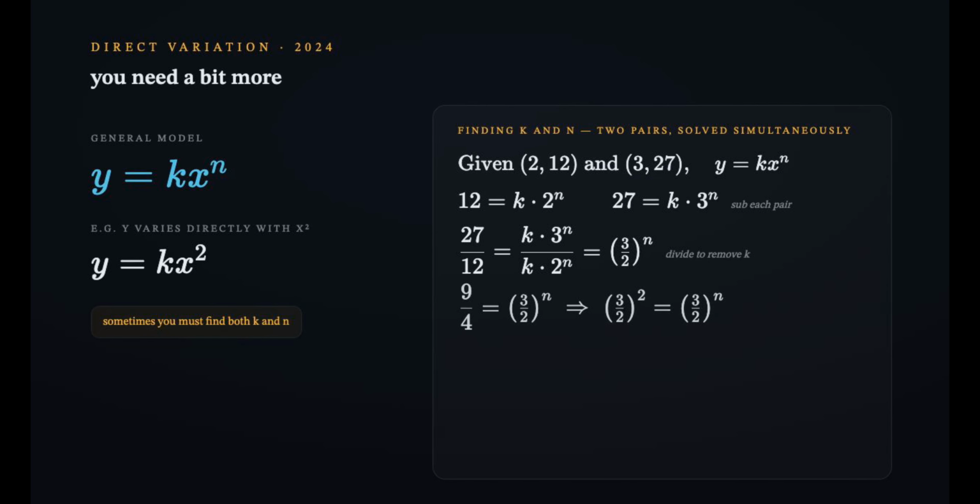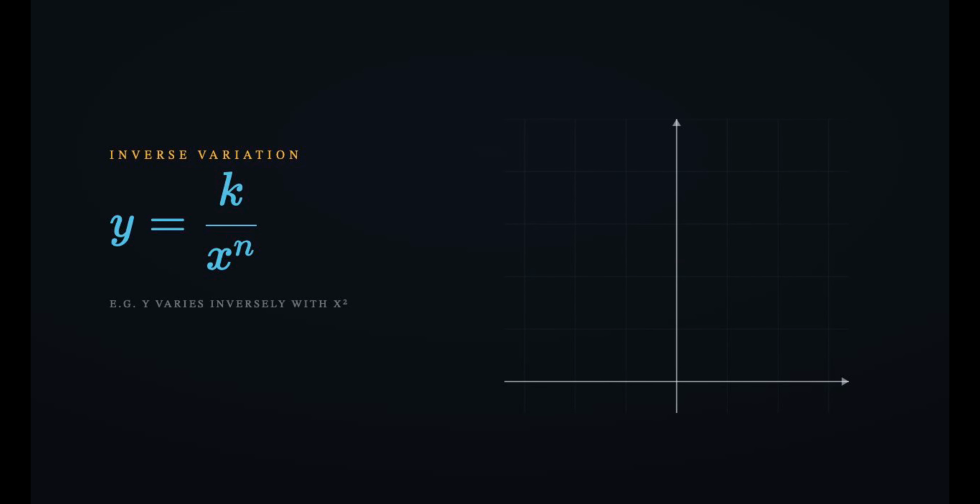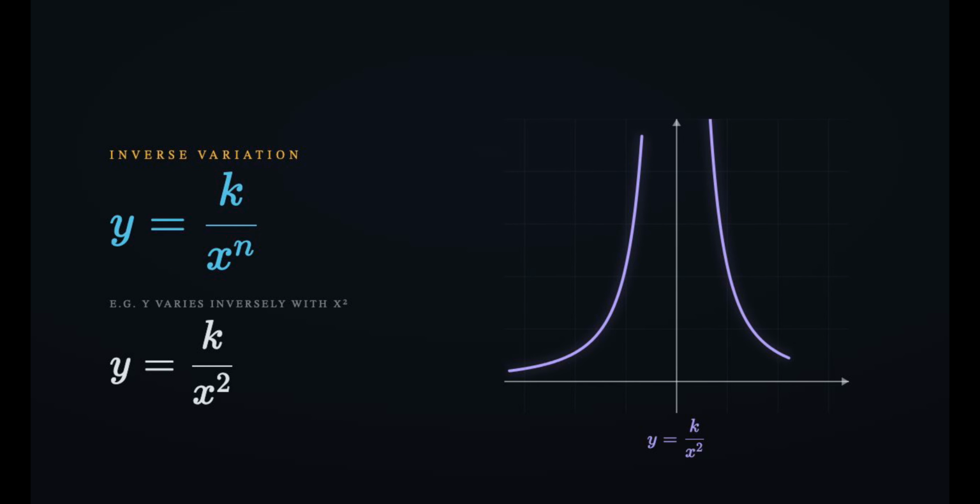This will be slightly trickier because sometimes you will need to find both k and n, but you can just substitute two pairs of x and y values and solve simultaneously. For inverse variation, the model looks like y equals k over x to the power of n. For example, if y varies inversely with x squared, then y equals k over x squared.